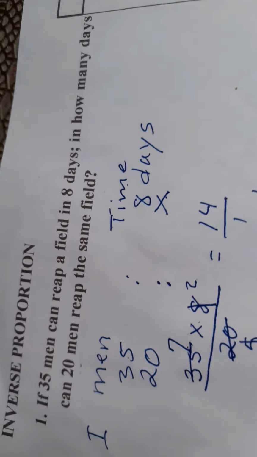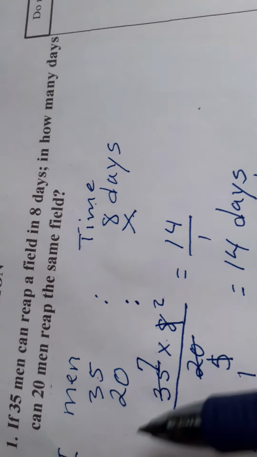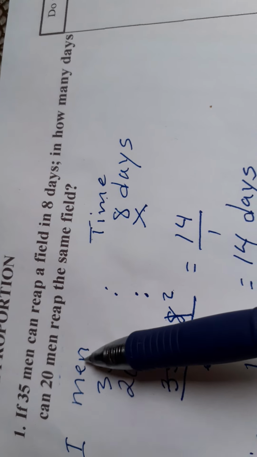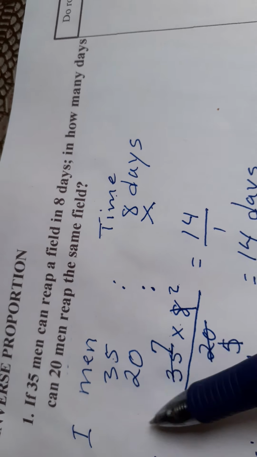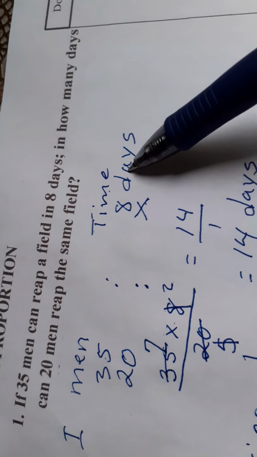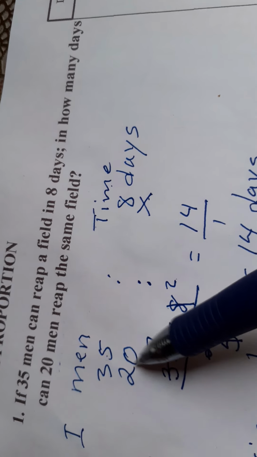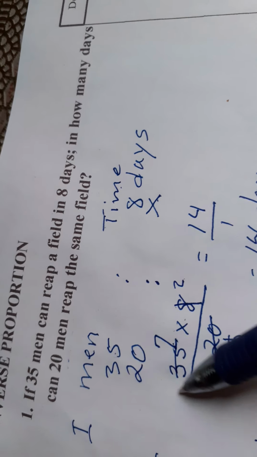All right, let me review. We look at the subject. Okay, how many? It's talking about men, so it's how many men? 35. How much time does it take? 8 days. What's the other variable that is given? 20 men. So we write 20 under men.